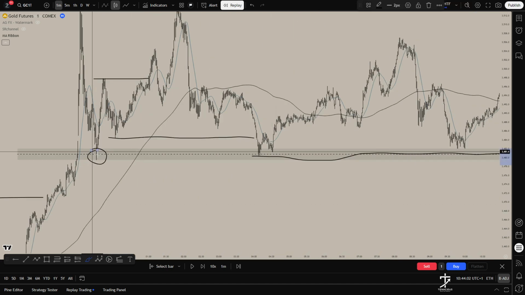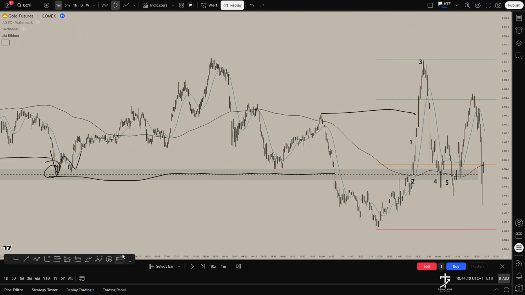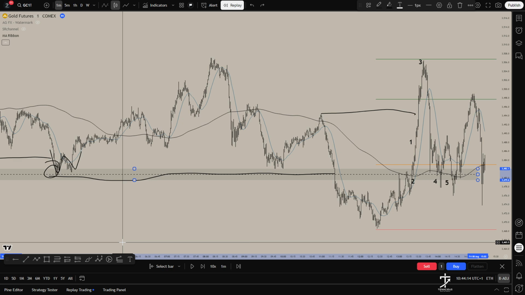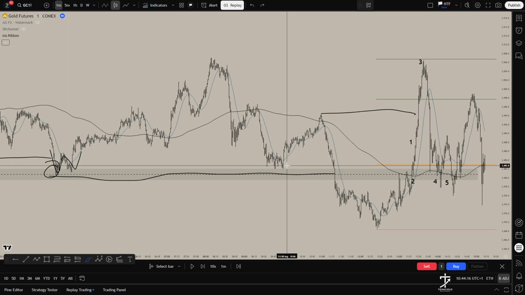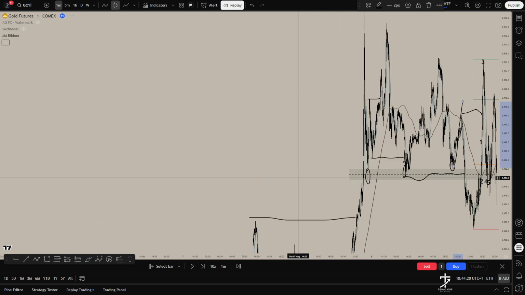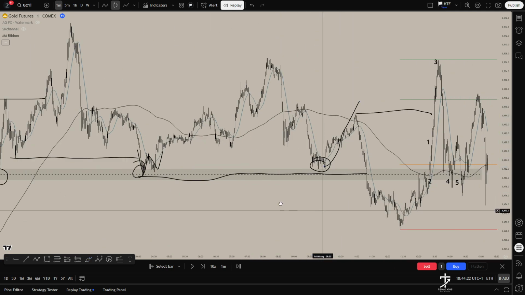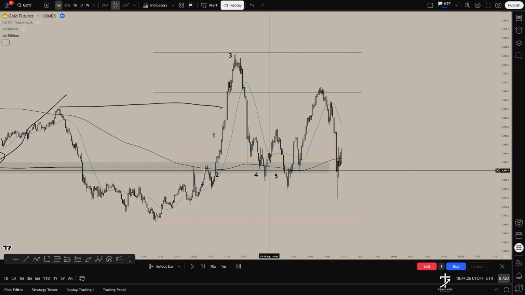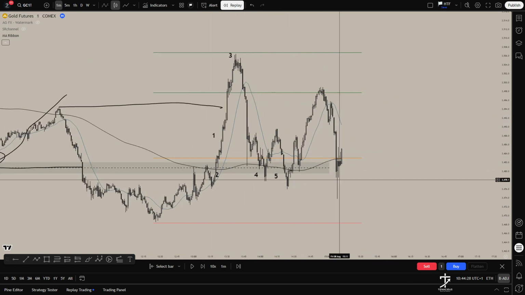If I just drag it across, you can see how over here we tap into it, we move back up. Over here we tap into it, create that double bottom, we move back up. Over here we've tapped into it ever so slightly. What happens? We move back up. So this is an area of support and resistance, and if there was going to be a level where price is going to react from, then these are one of those levels.